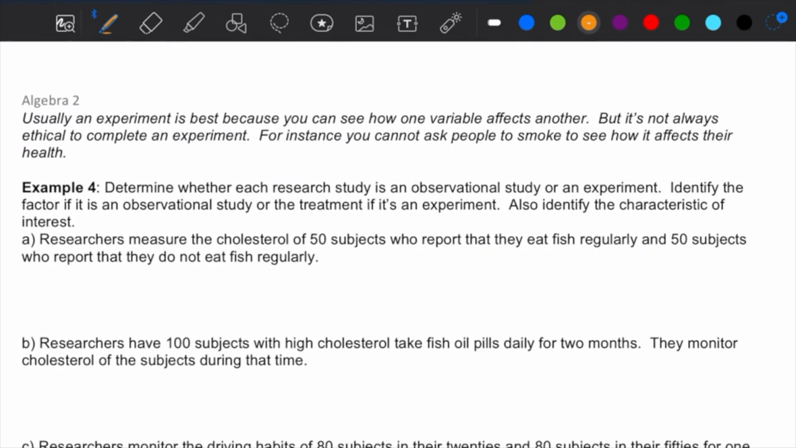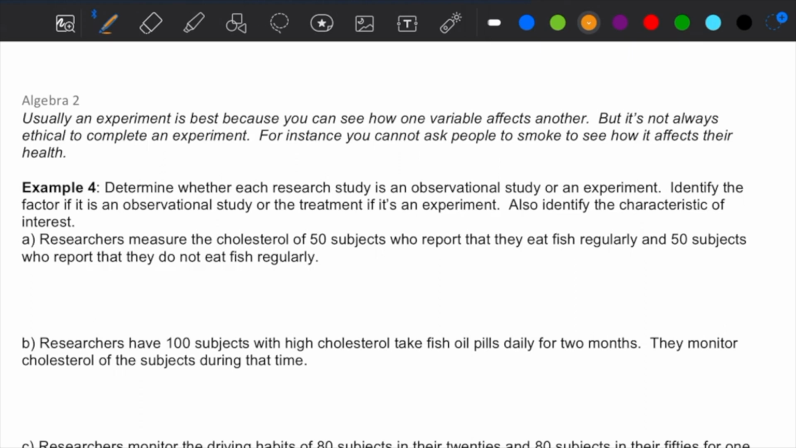So usually an experiment is best because you can see how one variable affects another, but it's not always ethical to complete an experiment. For instance, you can't ask people to smoke to see how it affects their health, so you would only be able to do a study. But if you can do an experiment, you can get a better idea on if it's changing it or not, because you get to control more of the factors and just narrow it down to one factor that's changing.